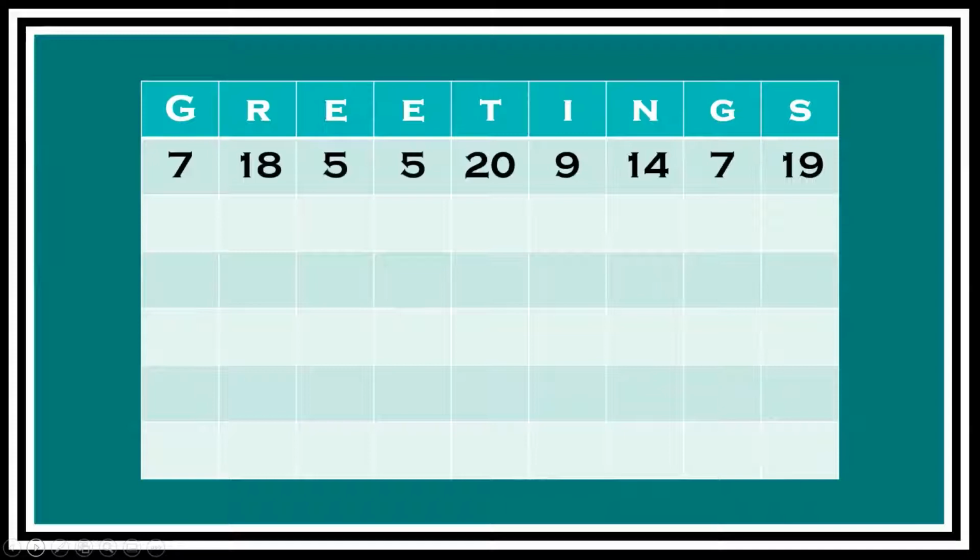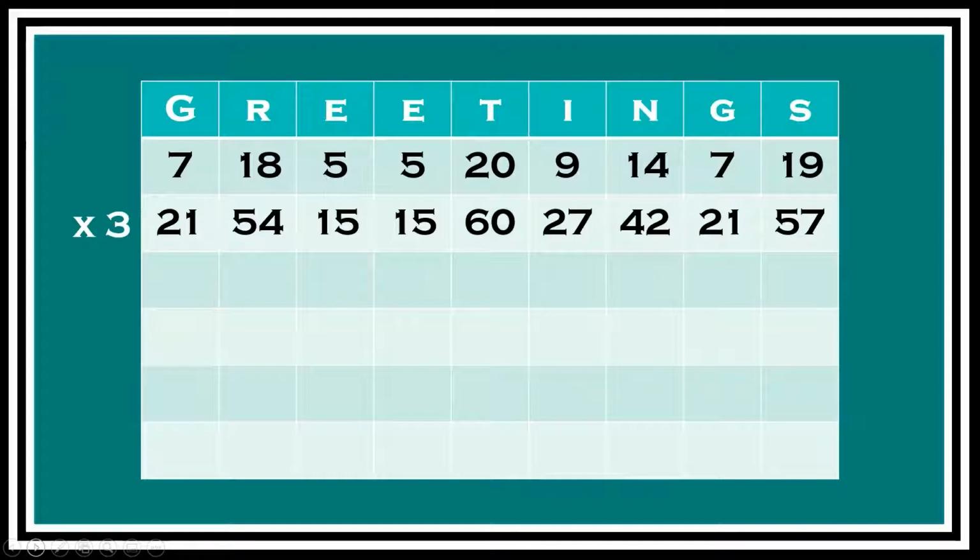So first, we replace each letter with the number that gives its position in the alphabet. For example, G is the 7th letter of the alphabet, so we replace G with 7. And R is the 18th letter of the alphabet, so R gets replaced with 18. Repeat this process for every letter in the message.